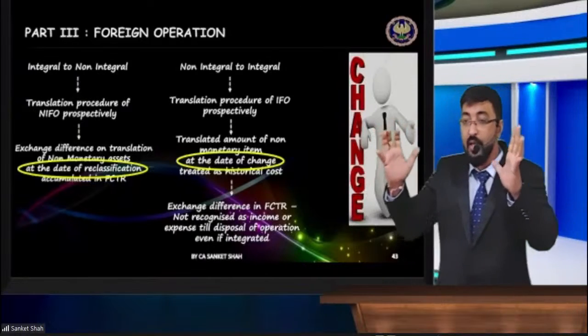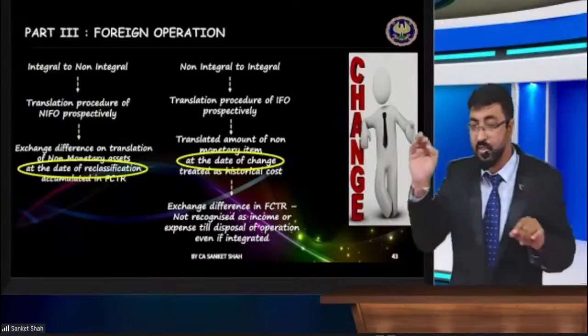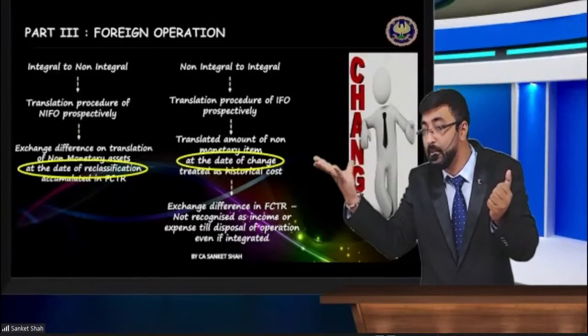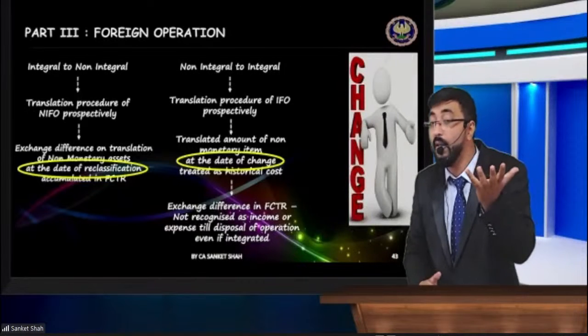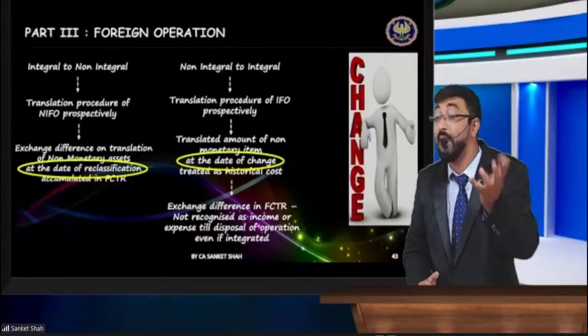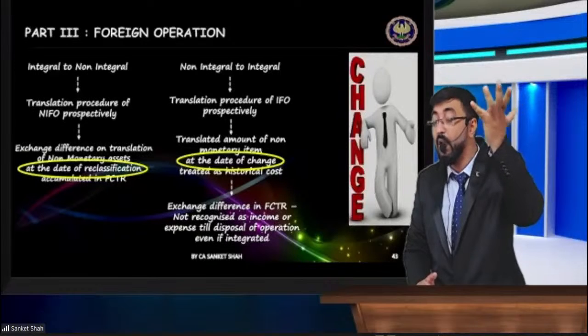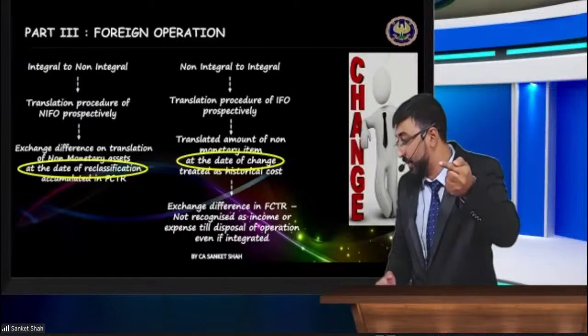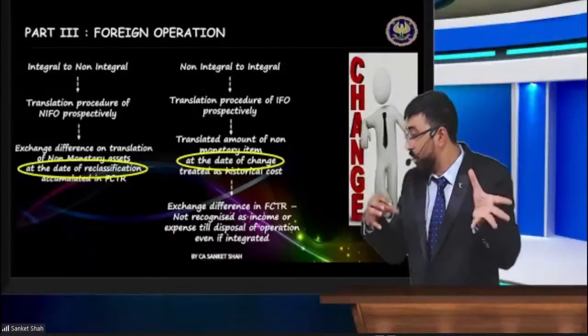Let's think it logically. Write it by taking a screenshot. Just think it. Integral to non-integral. Integral means where you adjusted the difference in P&L. Non-integral means you are going to adjust it in FCTR in future. Correct hai? So when to consider FCTR? From the date of reclassification. It is very easy, integral to non-integral.